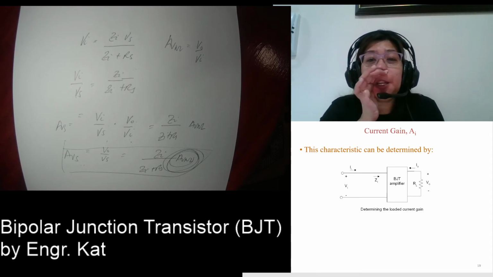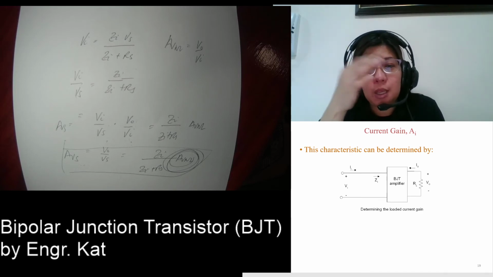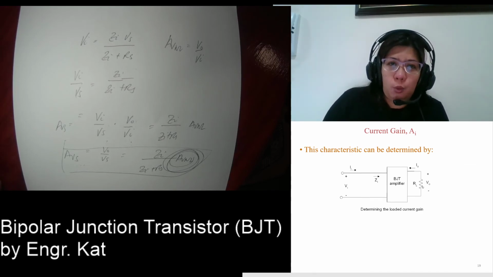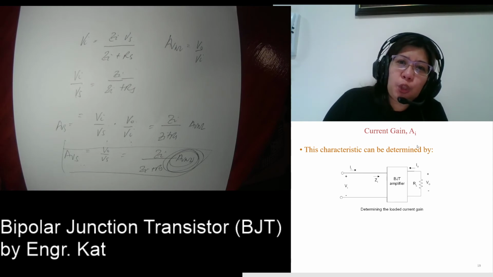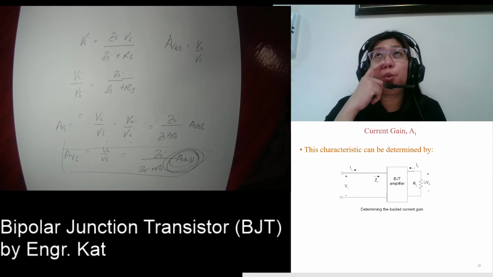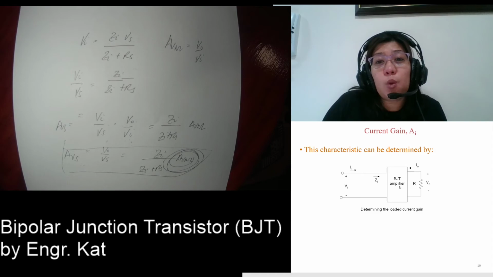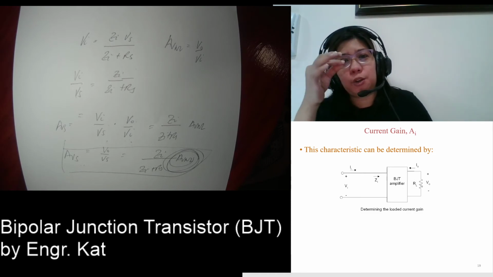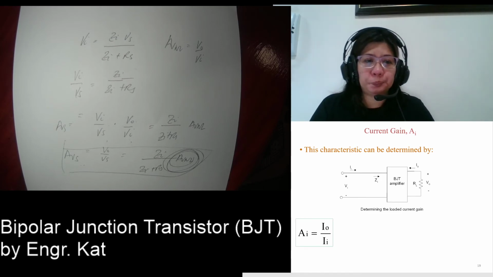For the current gain, we cannot say no load current gain. For the current gain, there is always a load, because if this is open, that means no output current will be flowing. So we have to place a load in determining the current gain. There is no such thing as no load current gain, because if there is no load here, it is an open circuit, and therefore no output current is flowing across your circuit. So, determining the loaded current gain.